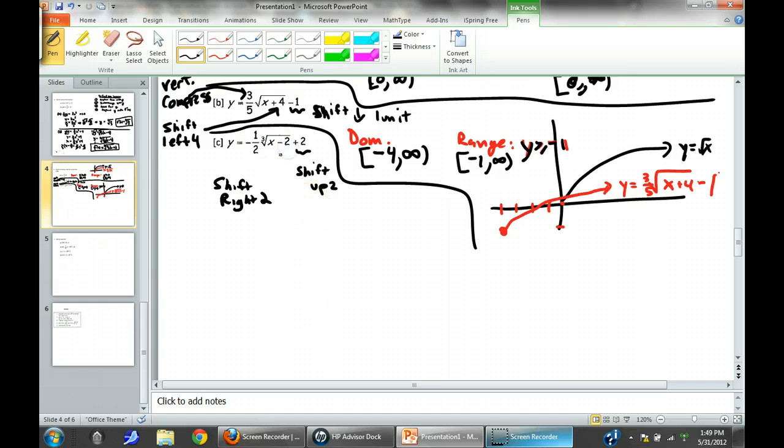The -1 does 2 things. The fact that it's negative means it's an x-axis flip, rotation, reflection. Sorry, reflection is a better word to use.